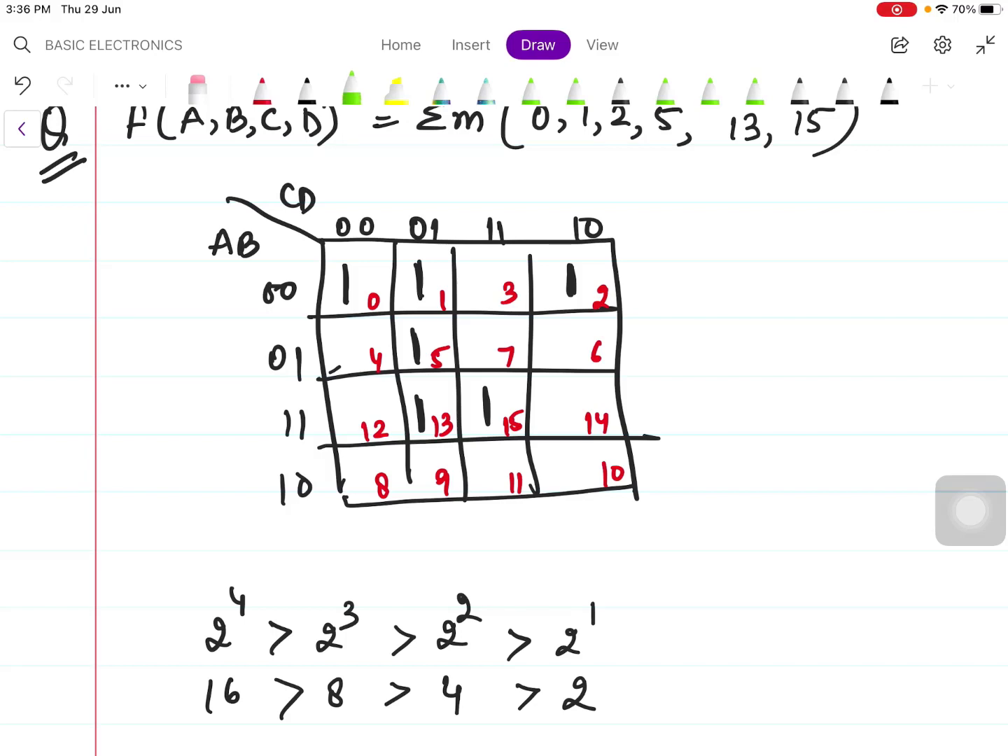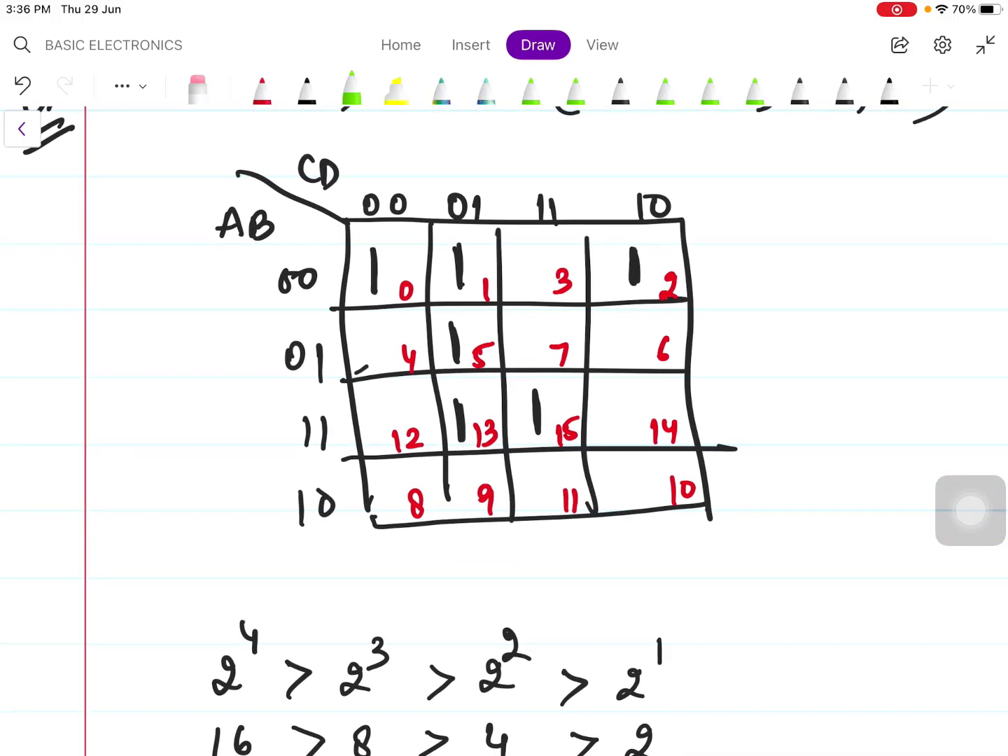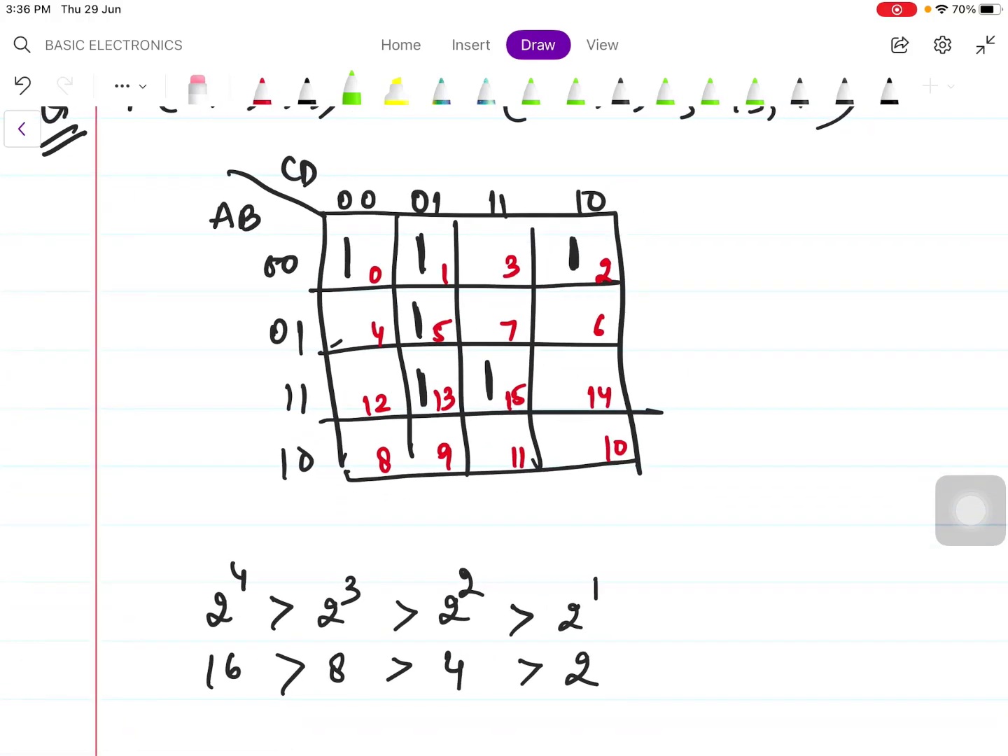So looking at this question, first of all, we will see what we have encountered: only groups of 2 are possible. So in a fast manner we will draw these groups, or some people can even do 1 and 5, or 13 and 15, and 0 and 2. Alright, so what happens here is that you can make redundant groups. Redundant groups means extra groups which are not required.